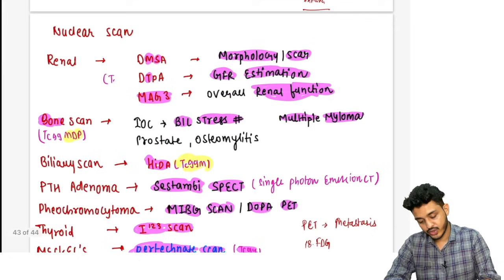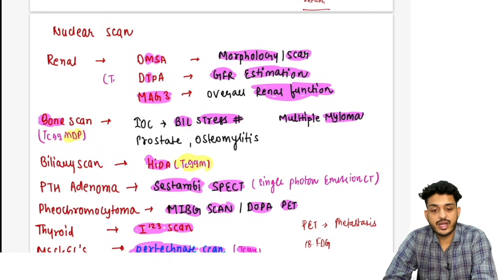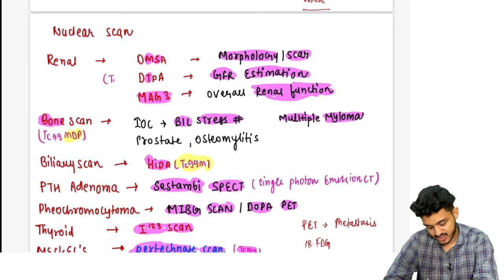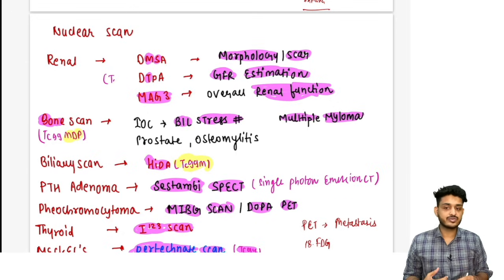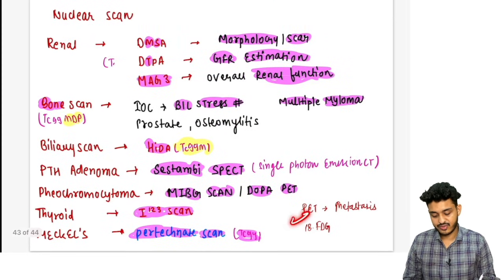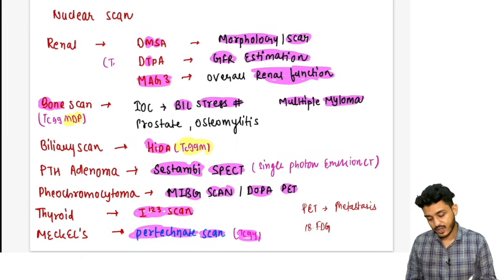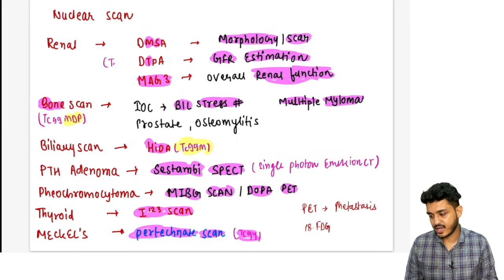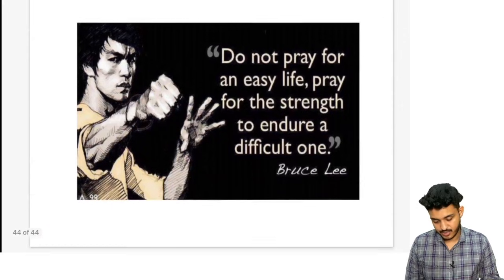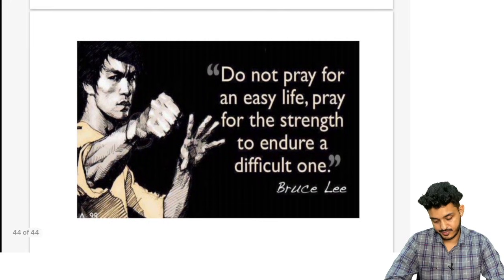So all these nuclear scans that we are doing are based on radioisotopes. We give the radioisotopes, and we take the scans from certain cameras, right? This is the basic funda. All these technetium-99 scans are the same modality of nuclear scan, right? So we are done with the important things in radiology.